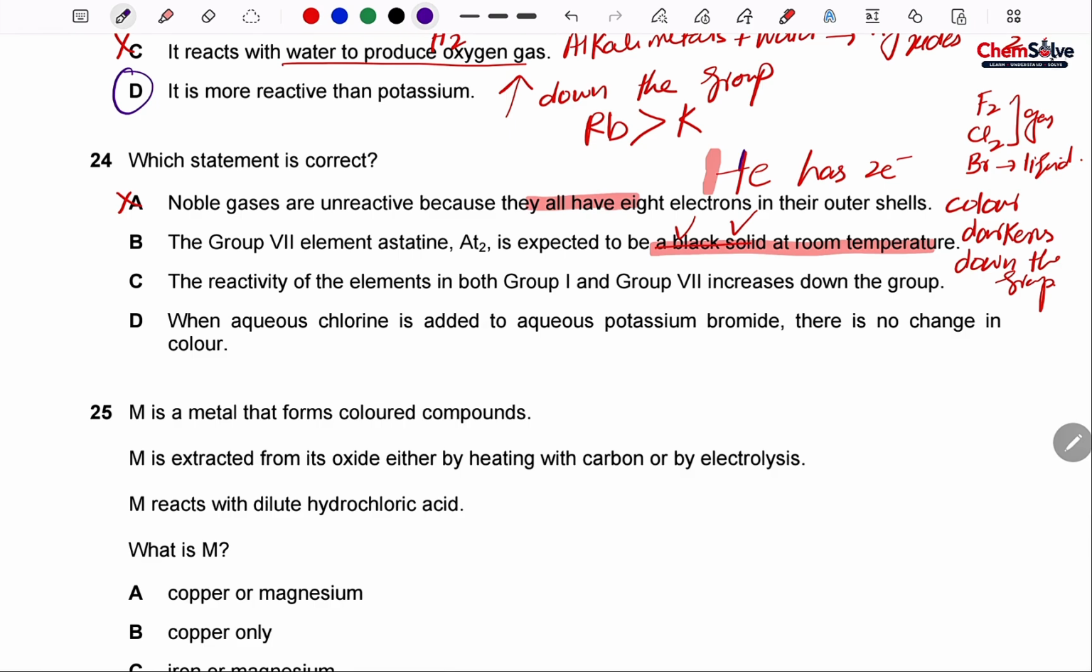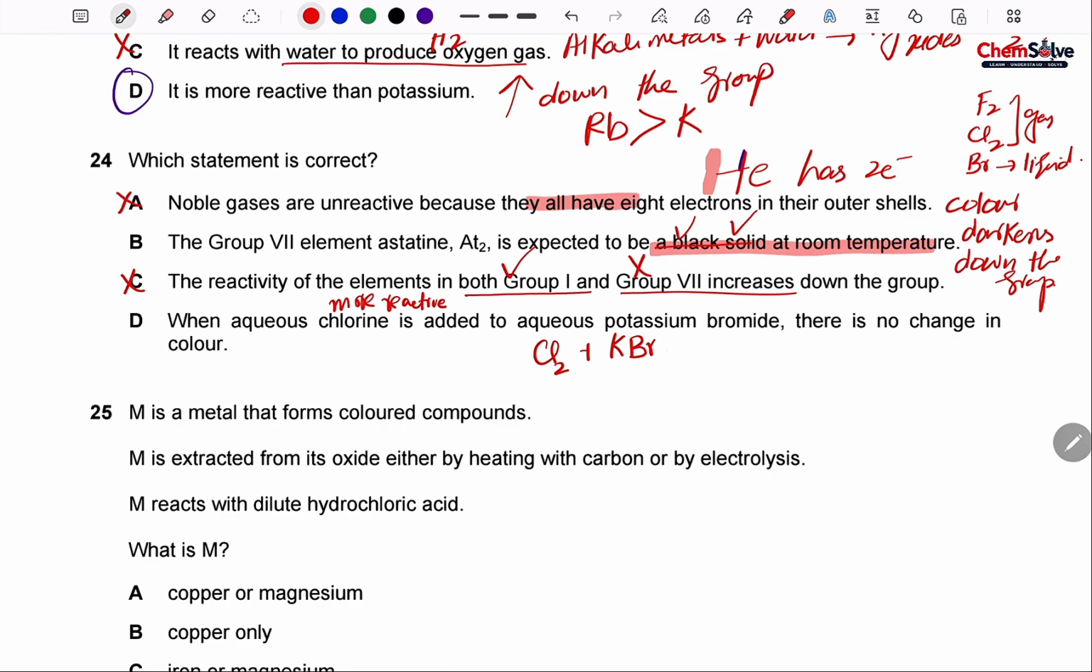The reactivity of the elements in both group 1 and group 7 increases down the group. This is again an incorrect statement because reactivity of group 1 increases down the group, but group 7 decreases down the group. So this is incorrect. When aqueous chlorine is added to aqueous bromine, there is no change in the color. We just discussed that the reactivity of the halogens decreases down the group. So chlorine is more reactive than bromine. That's why what will happen?